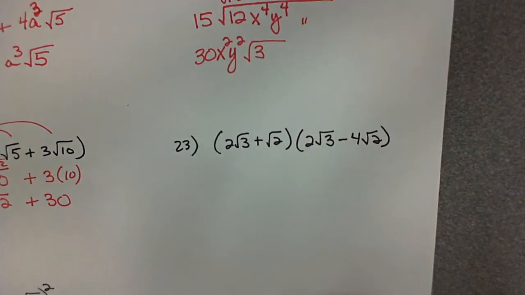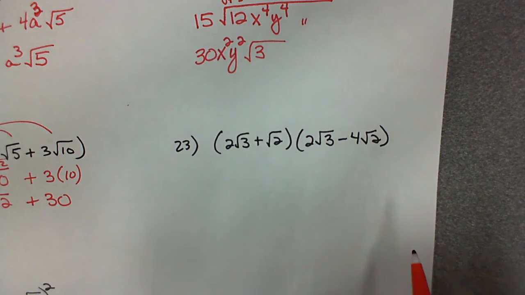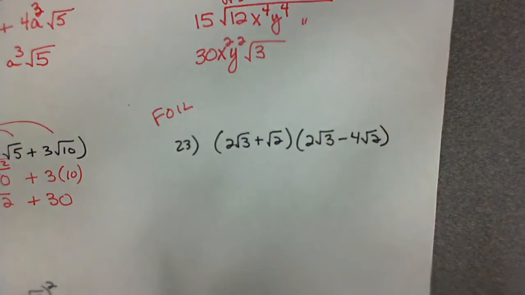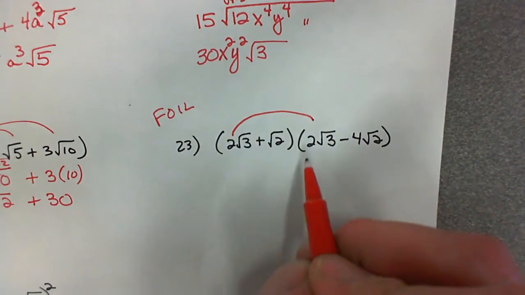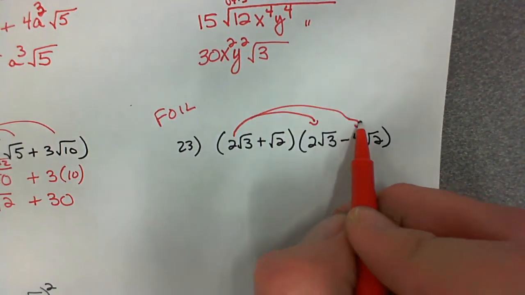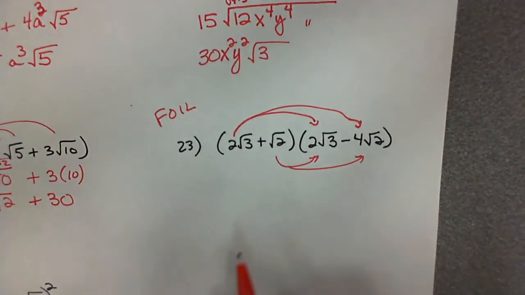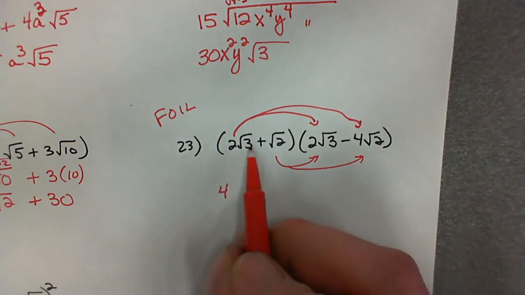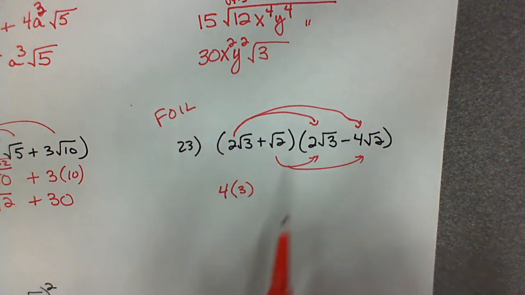On 23, here we have a binomial times a binomial. So here we're going to need to do FOIL. So for FOIL, we're going to do first, outer, inner, and last, which is really just distributing. We're going to multiply these and those, then these, then those. Okay, so 2 square root of 3 times 2 square root of 3. 2 times 2 is 4. Square root of 3 times square root of 3 gets you 3. Square root times itself, the square root goes away.